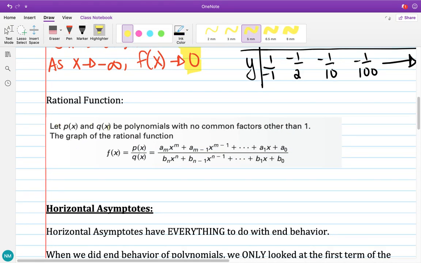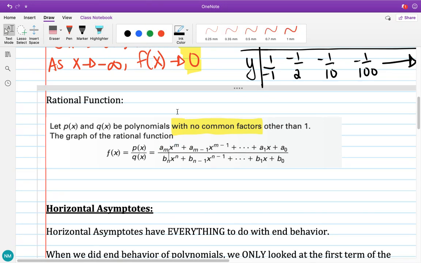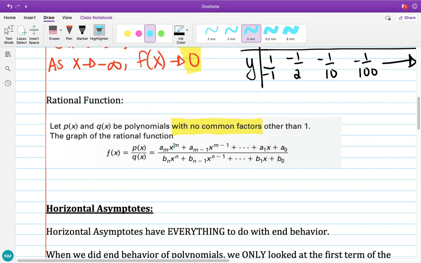A rational function, where P and Q are polynomials with no common factors other than one. The graph of a rational function looks like this, and I said that it was important. In the last video I explained the degrees of P of x and Q of x are important. So the degree of P of x is m, and the degree of Q of x is n.